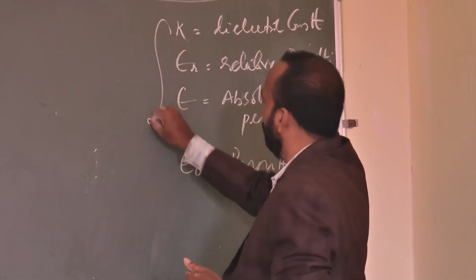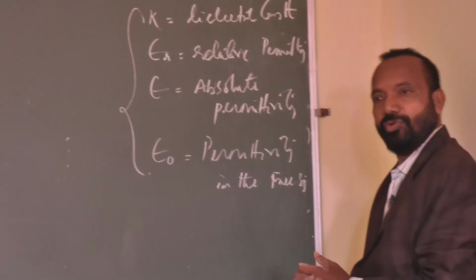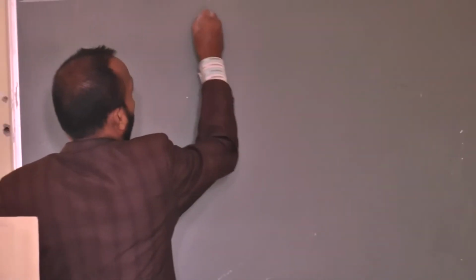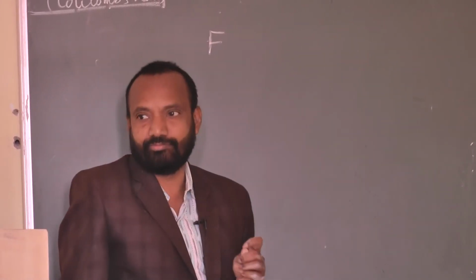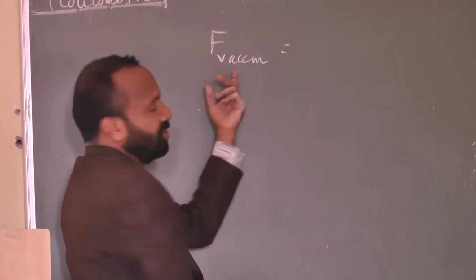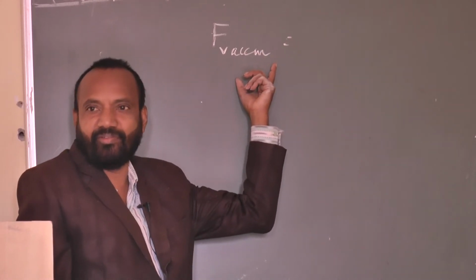Okay. So we can use these symbols, and see how they are related to each other. Now, I want to calculate the force in vacuum. So F vacuum I am writing here, the force of interaction taking place in the vacuum.